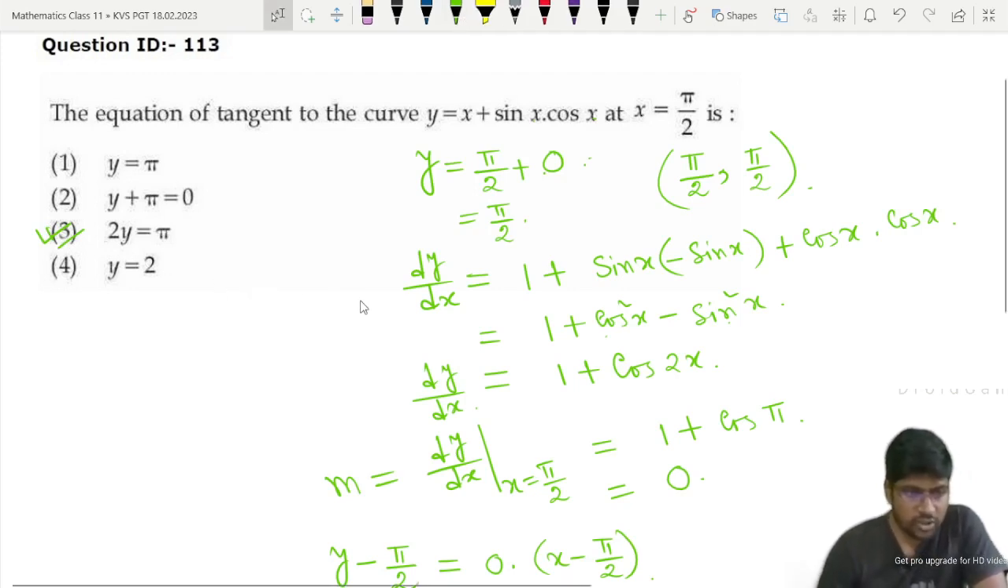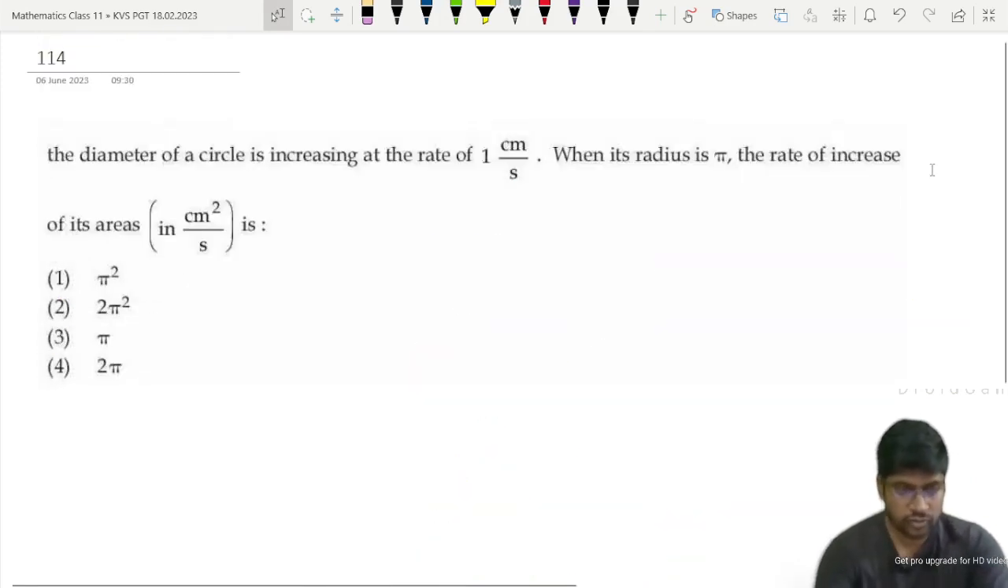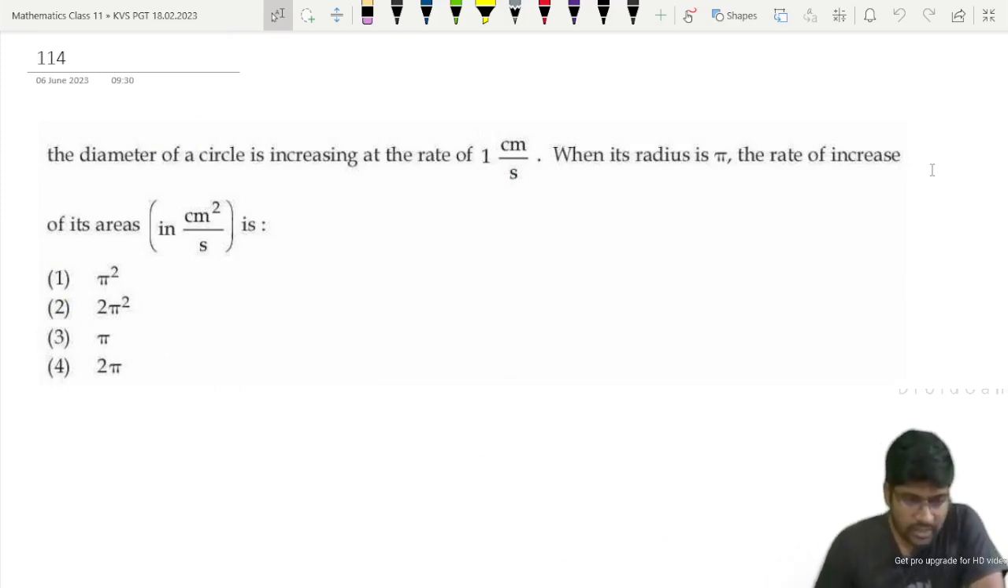So this was question number 113. Now let's move to the next question. Question number 114. Now this is also a problem from application of derivative. The diameter of a circle is increasing at the rate of 1 centimeter per second. So when its radius is pi, the rate of increase of its area is what? That we have to find.